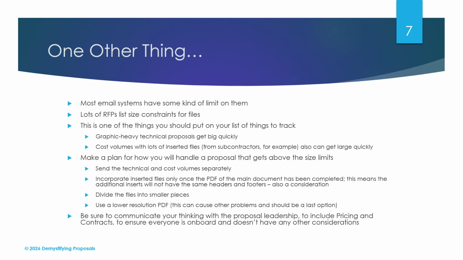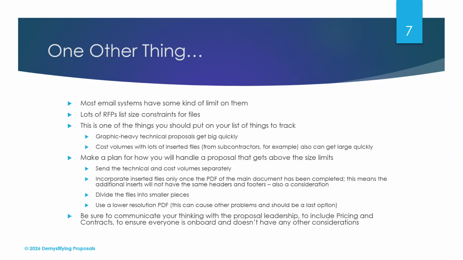Another thing to think about is that most email systems have some kind of limit on them, and lots of RFPs list size constraints for files. So this is one of the things that you should put on your list to track. Graphic-heavy technical proposals get big very quickly. Cost volumes with lots of inserted files from subcontractors, for example, can also get large very quickly. So make a plan for how you will handle a proposal that gets above the size limits.